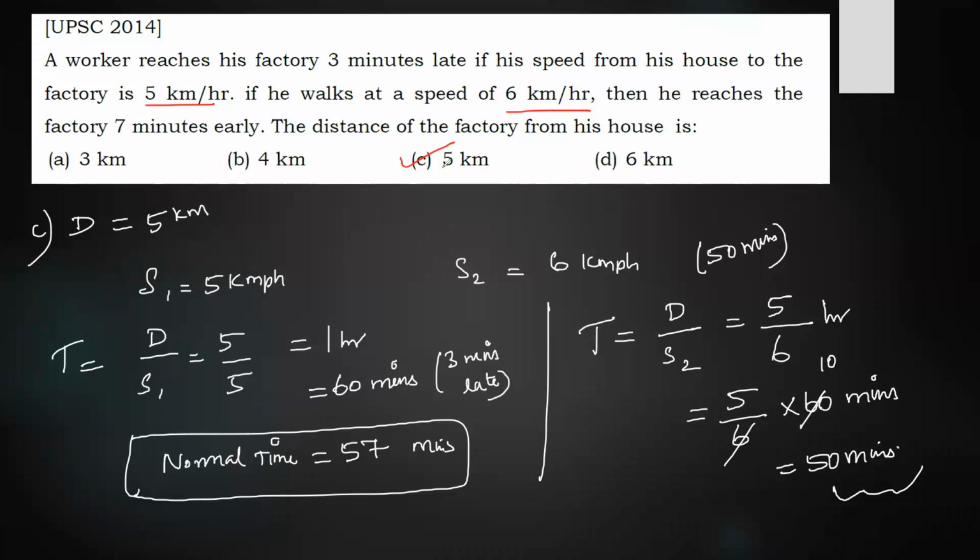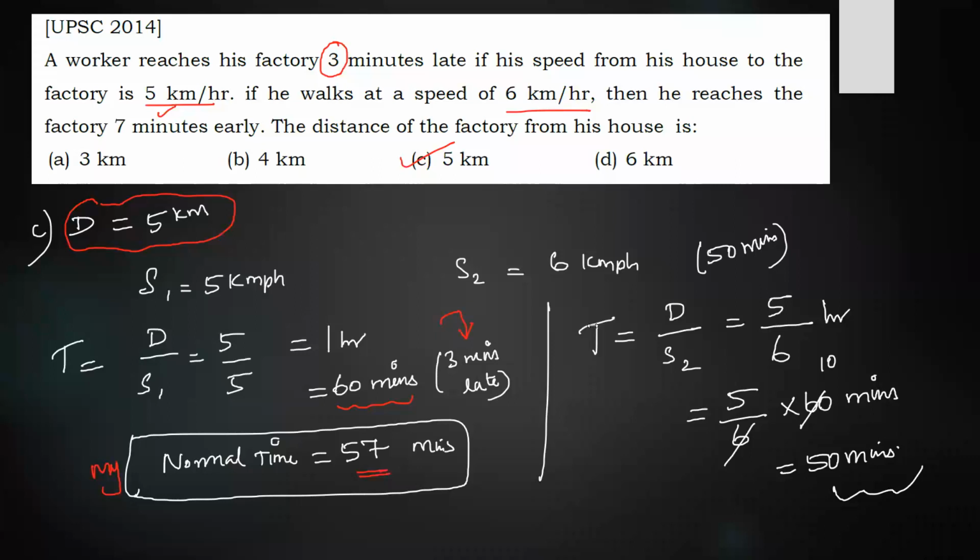Actually, you have to convert into minutes. So I will go in for 5 here, just checking whether 5 is the right option or not. You know the two different speeds: one is 5 km per hour, one is 6 km per hour, right? The question says that if you travel at 5 km per hour, you will be 3 minutes late. So I'm finding the time. I'm getting time as 60 minutes. They mentioned that you are 3 minutes late. Therefore, my normal time is 57 minutes.